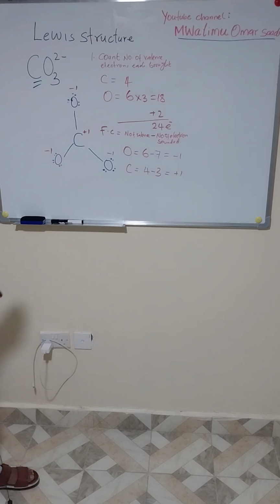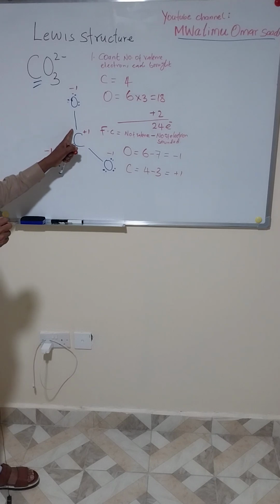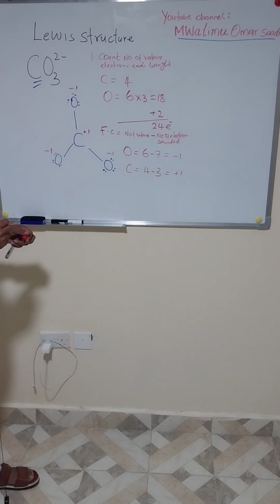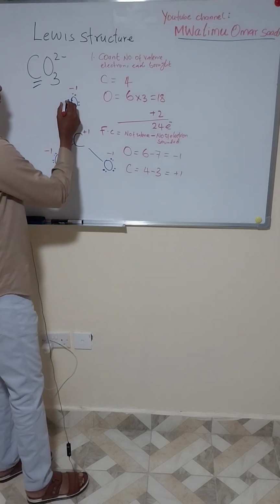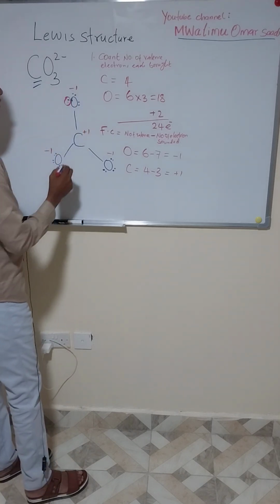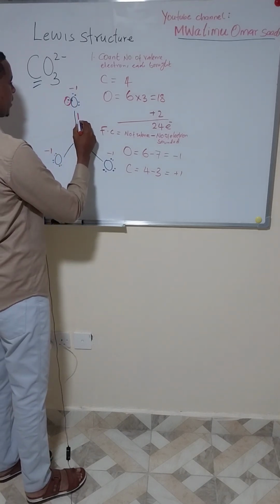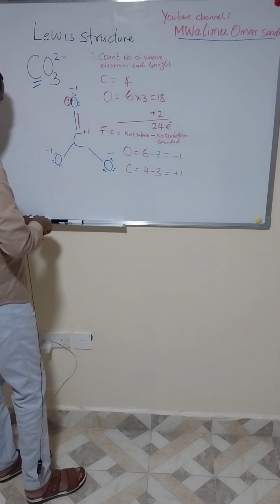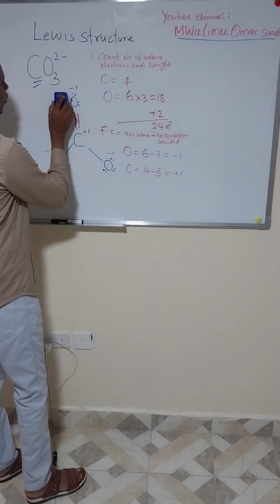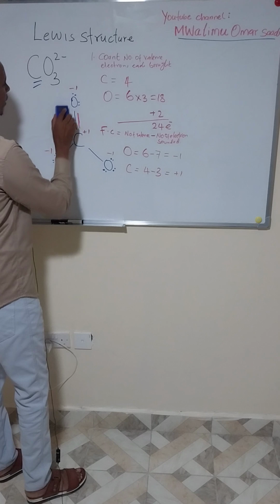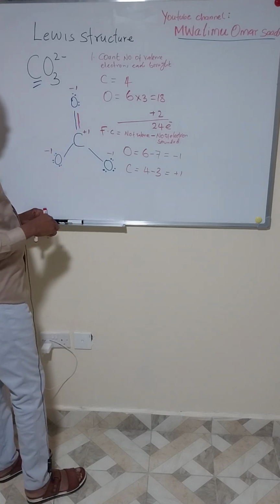Next, to get the full octet state of carbon, we will remove these two pairs of electrons, and then we bond here. If we remove 2 electrons there, the formal charge will change.